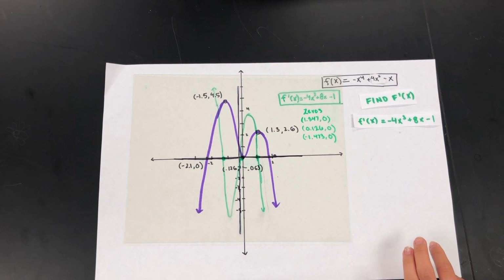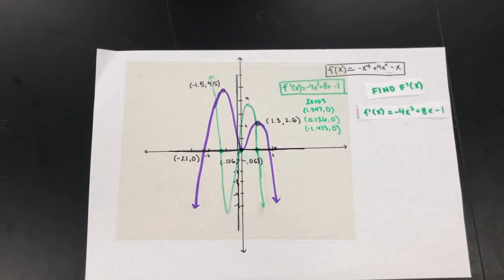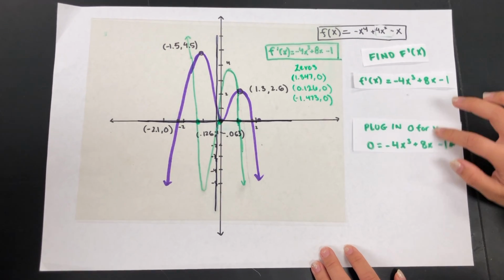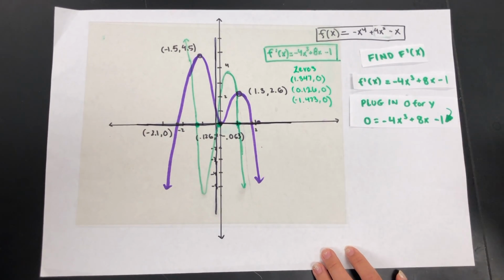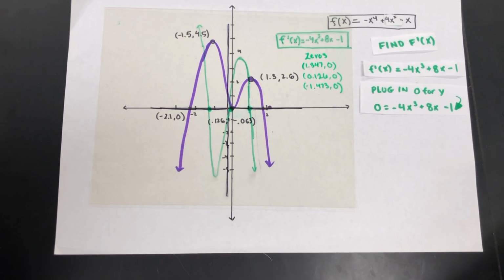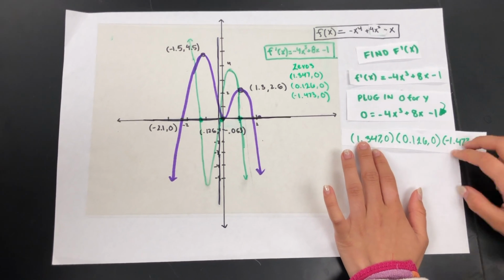Also, we could find the max or the mins by doing this algebraically. So what we would do would be to take the derivative, then plug in 0 for y, since we're finding where the slope equals 0. Then you would find that these are the points that you would come up with.